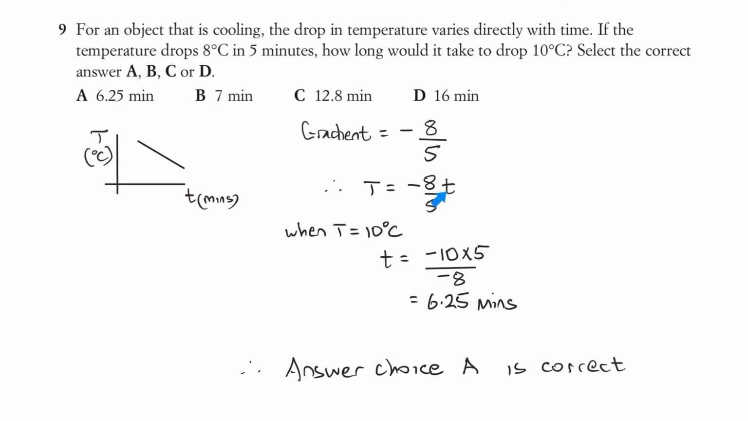Now it says, how long would it take to drop 10 degrees? Now that says drop 10 degrees, so that in fact would be -10. So when I substituted it in, I made t the subject, so it's 5 times the temperature divided by -8. And remember, it had to drop 10 degrees, so I've got -10 times 5 divided by -8, and that's 6.25 minutes. Well, it has to be a positive number, so we couldn't have -6.25 minutes. So it's 6.25 minutes, and up here we see that as A, so therefore answer choice A is correct.